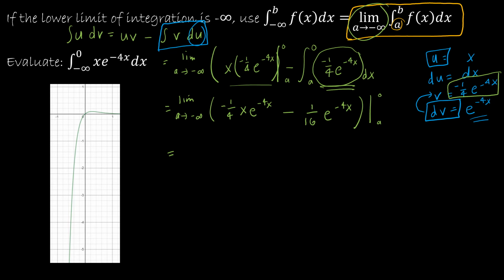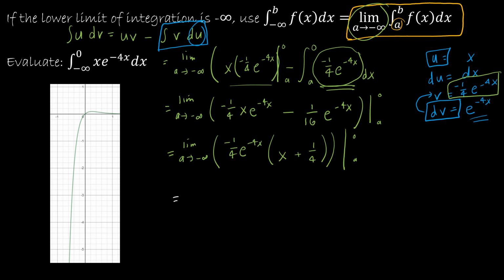So if I wanted to then call this limit as a approaches negative infinity, I could take out a negative 1/4 e to the negative 4x, leaving me with x and plus 1/4. And it's up to you if you choose to do that. It might make it easier, it might make it more difficult, it's whatever you think.